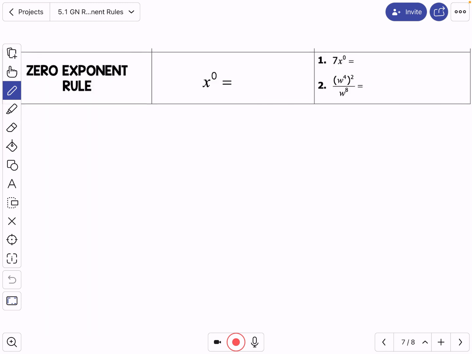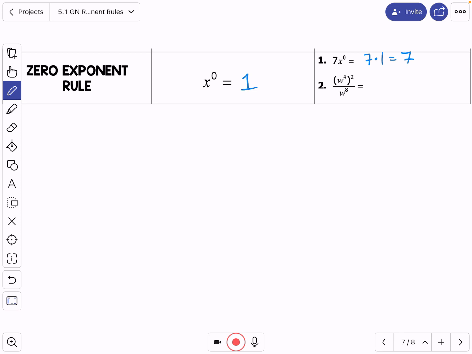All right, next thing is just a quick reminder of the zero exponent rule. Since anything raised to the 0 is 1, x raised to the 0 is 1. So 7 times x raised to the 0, 7 times 1, or 7.